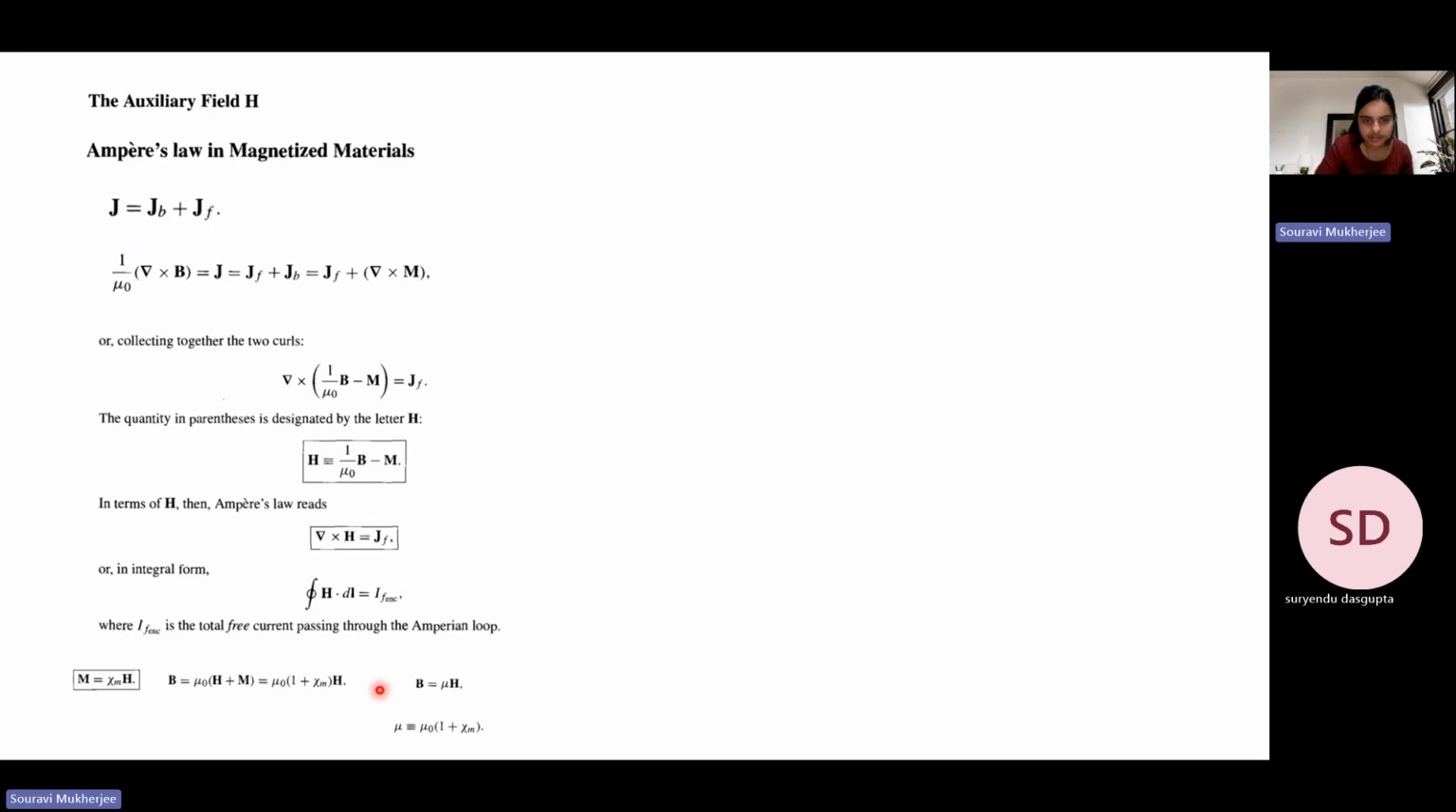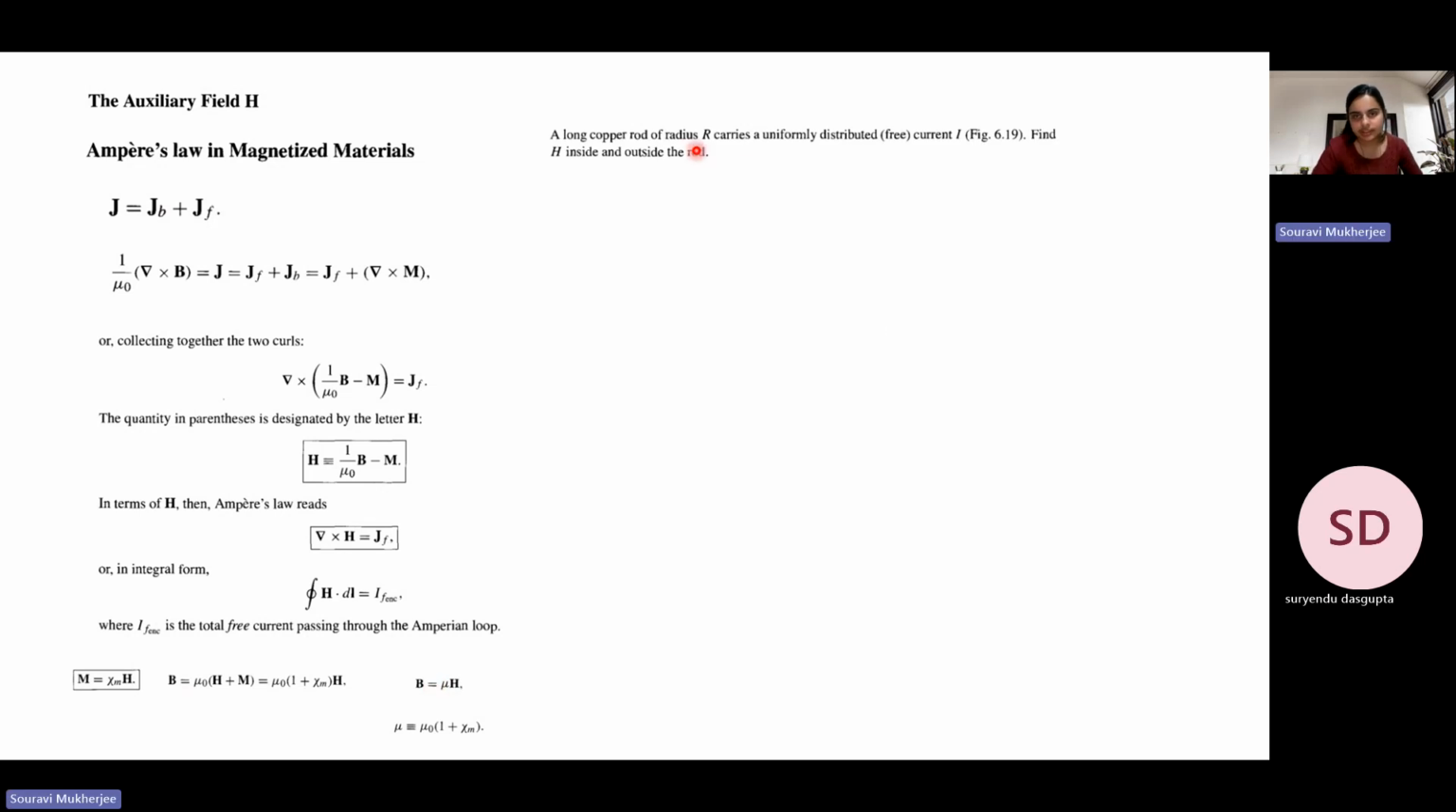So this term here is the permeability of the given medium, which takes into account the effect of the magnetic moments, the bound currents that might have been generated in the medium. So this is your permeability of the medium. Now that means if you know H and the permeability of the medium, you can find the effective field.